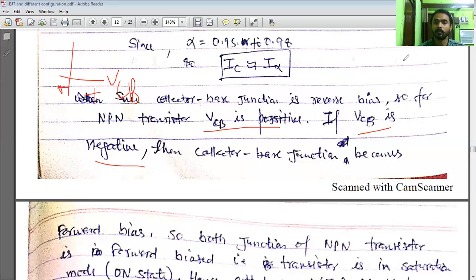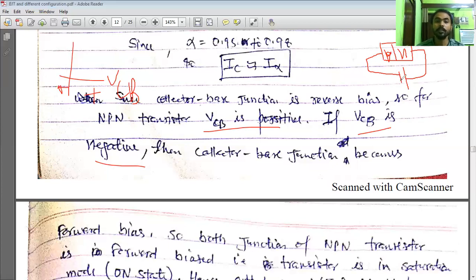Now I will draw it here. This is the P type because base was the P type. This is the collector, N type. Since it was in a reverse bias, the P type was joined with the low voltage, and the N type was joined with the high voltage. That's why it's a reverse bias, right? This is what we have when VCB is positive.